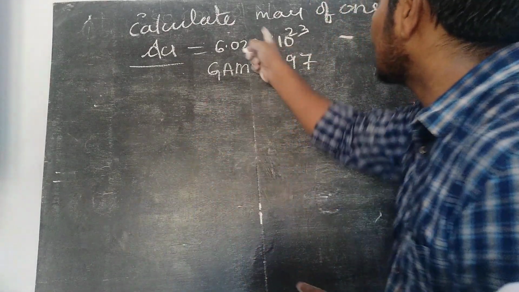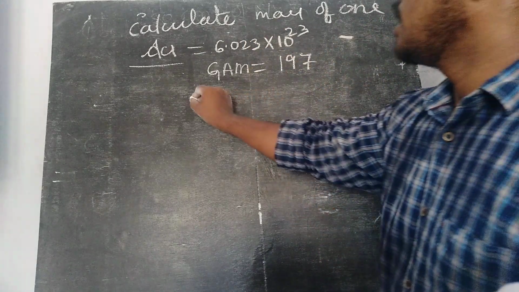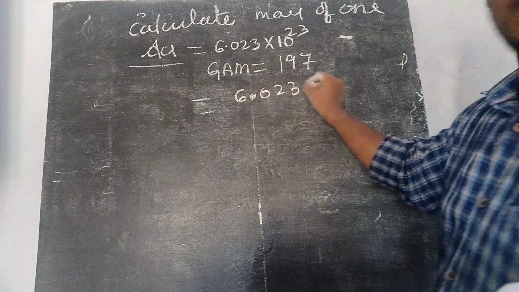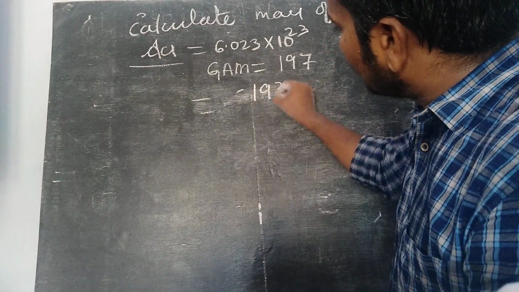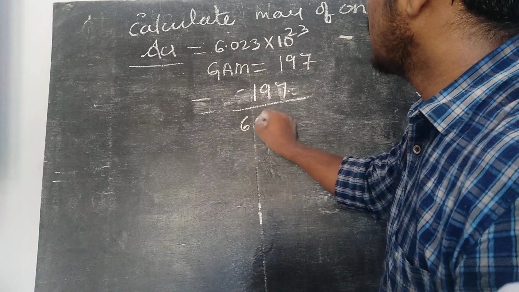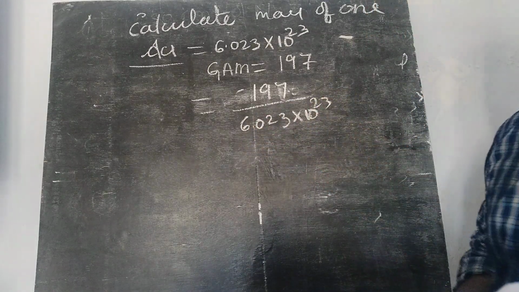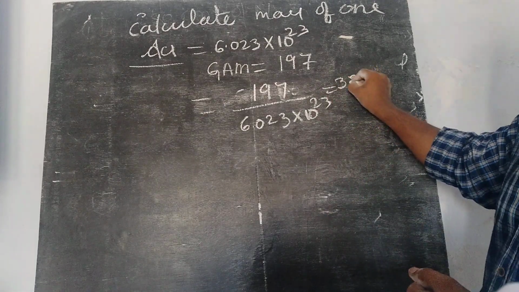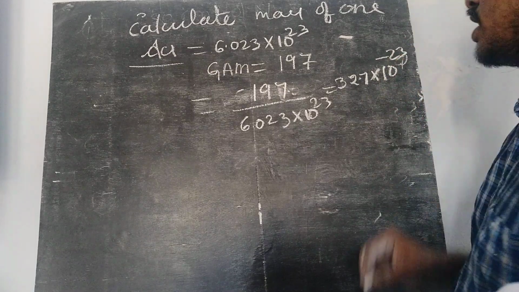Whenever they are asking to calculate the mass of one atom of gold, at that time, one atom mass is equal to gram atomic mass by 6.023 into 10 to the power of 23. If you do the calculation, you can get 32.7 into 10 to the power of minus 23.